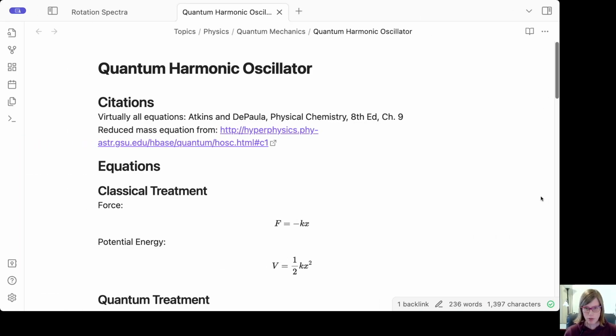Okay, so let's take a look at the equations that we'll use in the spreadsheet as we build our model. And virtually all of them came from Atkins and DePaula Physical Chemistry 8th edition, Chapter 9. There was a reduced mass equation I got from the quantum harmonic oscillator section of HyperPhysics, and that link is right there.